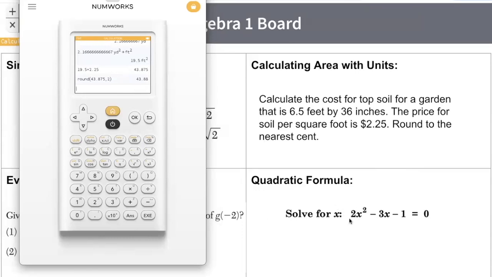I'm going to store those values of a, b, and c right in my var key. So I'm going to define a new variable. You're going to have to put the number first. So 2 will be stored as, again, I'm just going to use my alpha key, is a. I will do define a new variable again. -3 is stored as b. And then lastly, define a new variable. -1 can be stored as my c.